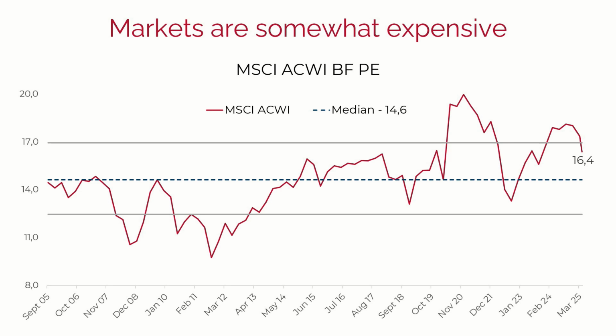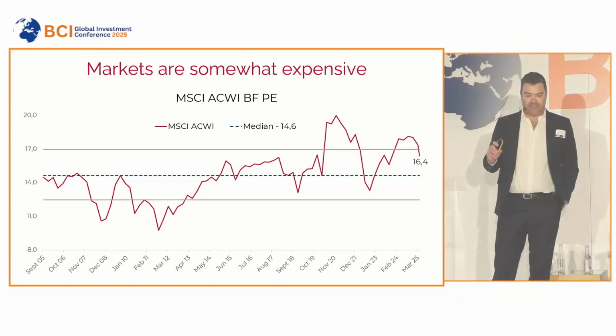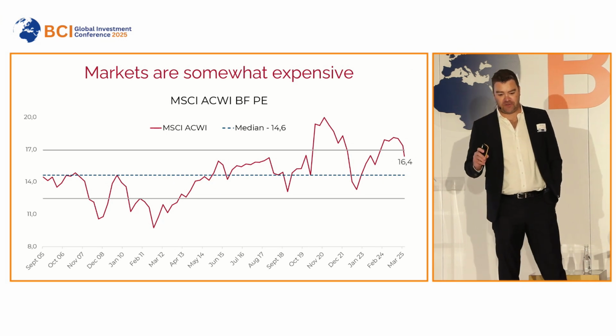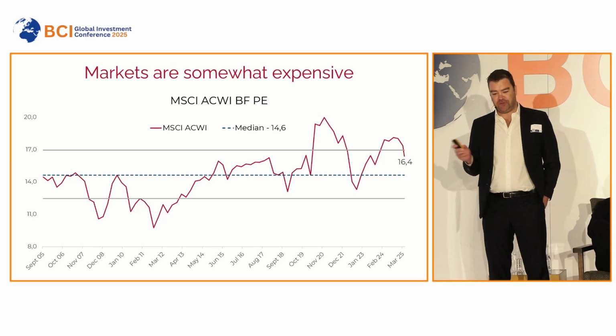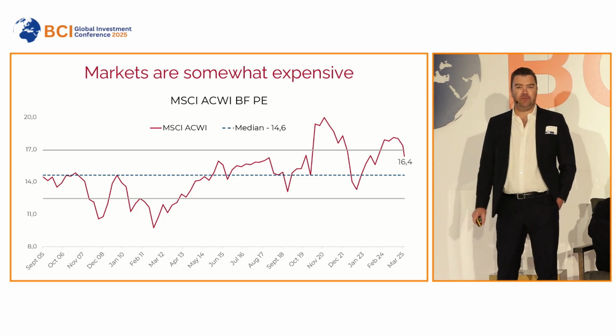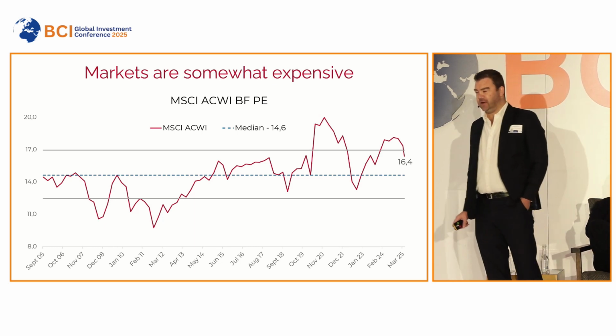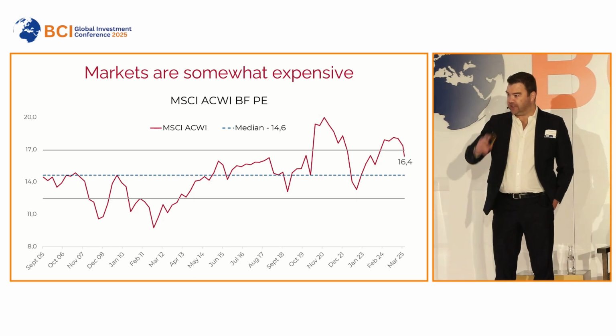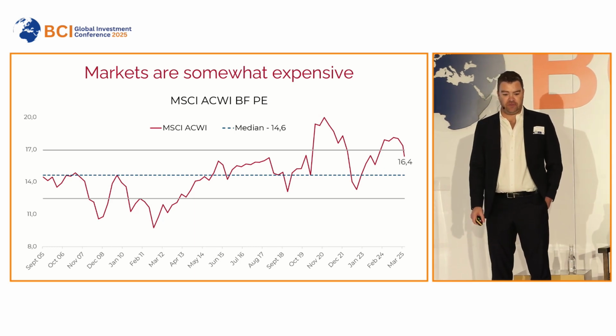We had to submit this presentation about 2 weeks ago, and the forward PE of the ACWI was sitting at about 16.4 times. I checked in this morning, it's now at 18.1 after a strong run after the tariff talk. The 20-year median is sitting at about 14.5. So we're looking at spot forward PE at about 23%, 24% above long-term median.